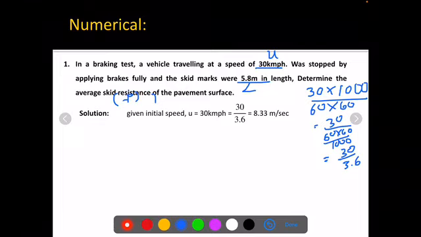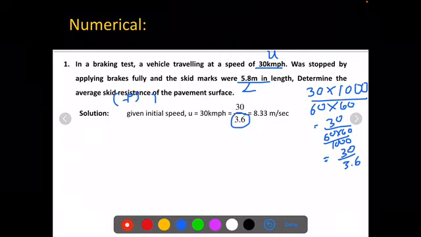So this is how you can go for converting kilometer per hour to meter per second. Anyways, this step is not required to do each and every time. Directly you can take the value divided by 3.6 to convert kilometer per hour to meter per second. So the next step is we should understand what is the relationship between F, L, U.